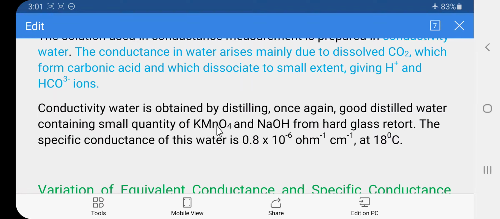So how is the conductivity water prepared? Conductivity water is prepared by redistilling the distilled water after adding a small amount of potassium permanganate or a small amount of NaOH. The specific conductance of such water is near about 0.8 into 10 raised to minus 6 ohm inverse centimeter inverse at 18 degree Celsius.